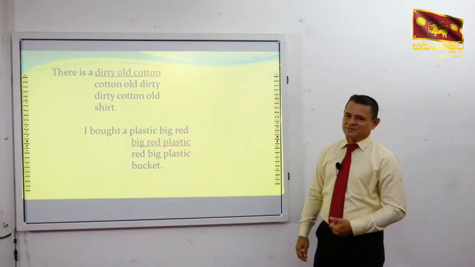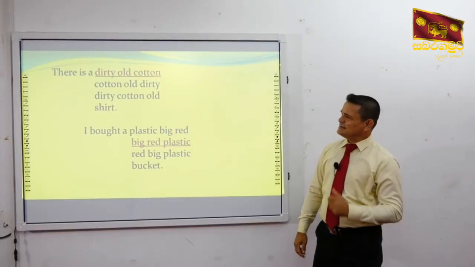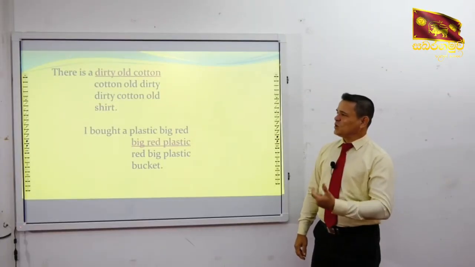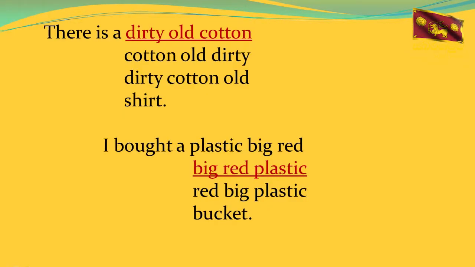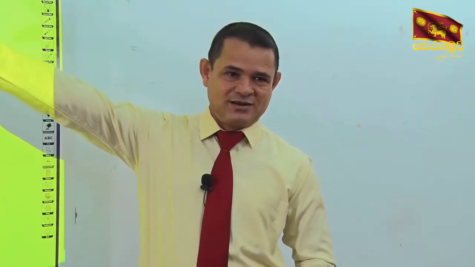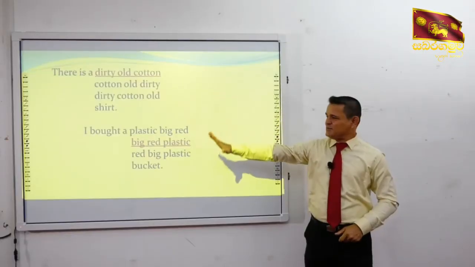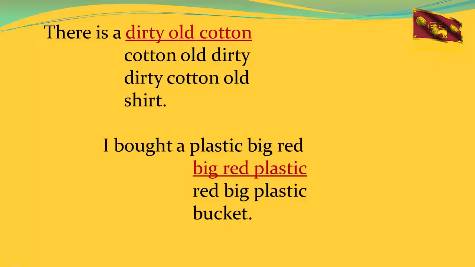Right, I'll give you the answer. Did you get this one? There is a dirty old cotton shirt. You don't say there is a cotton old dirty shirt, or there is a dirty cotton old shirt. No, the better order is the first one. And in the same way, second one: I bought a big red plastic bucket. You don't use the other orders, right?